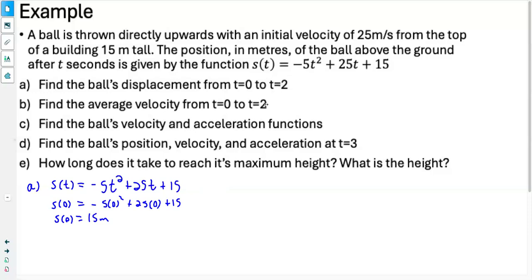We're also looking at a time of 2, so we'll also look at s of 2, which would be negative 5 times 2 squared plus 25 times 2 plus 15, which gives us 45 meters. So at a time of 2 seconds, it is a height of 45 meters.